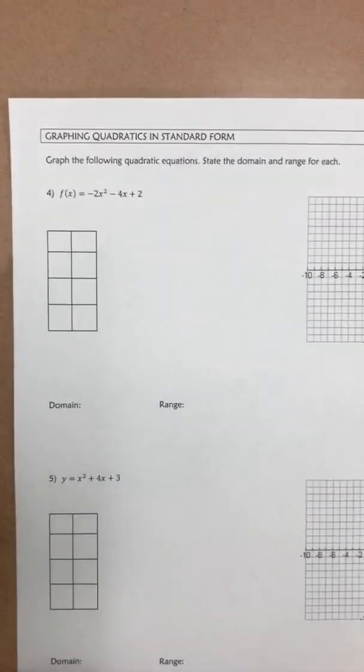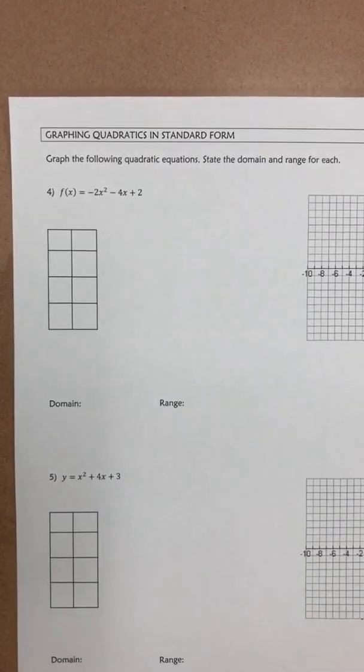All right, so we're looking at page 12 now. We are graphing in standard form. Last page, we just kind of pulled a bunch of information. Now we're gonna go ahead and graph.